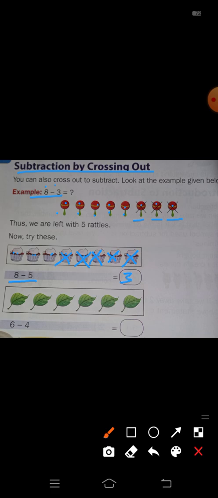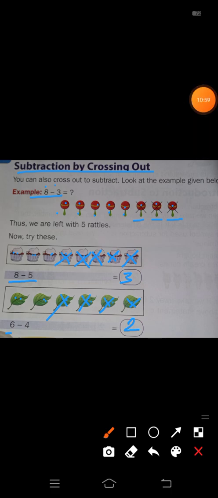Next picture. See here leaves are there. So how many leaves are there? Just count. 1, 2, 3, 4, 5, 6. So just see, already here 6 is written. Minus 4. Minus 4 means you have to cross out 4 leaves. 1, 2, 3, 4. So how many leaves are left here? 1, 2. So write here 6 minus 4 is equal to 2.